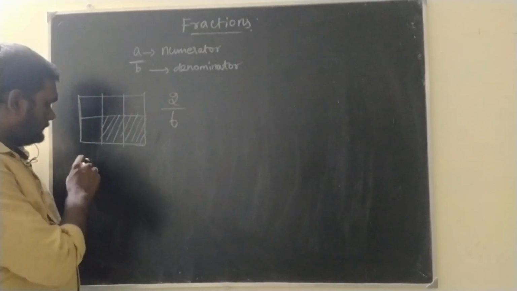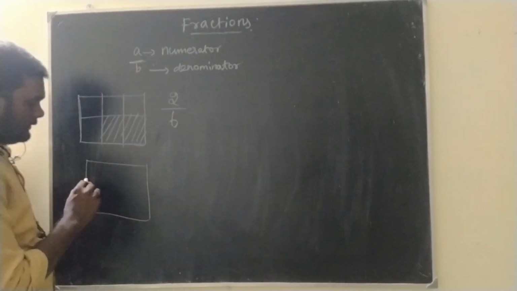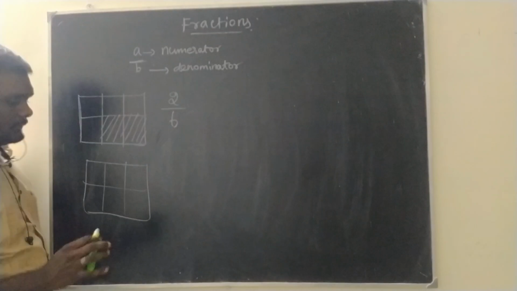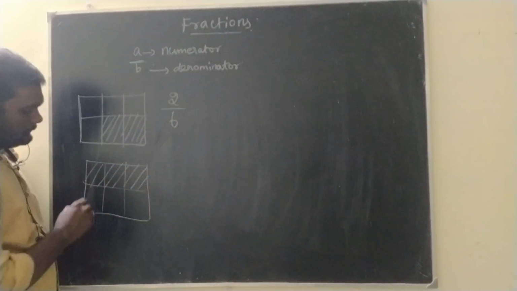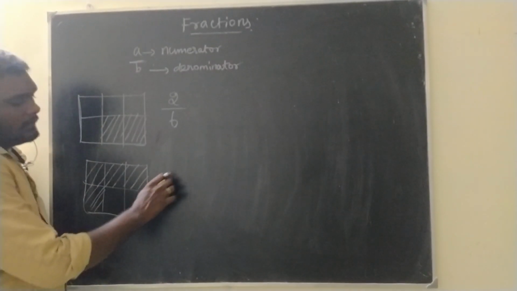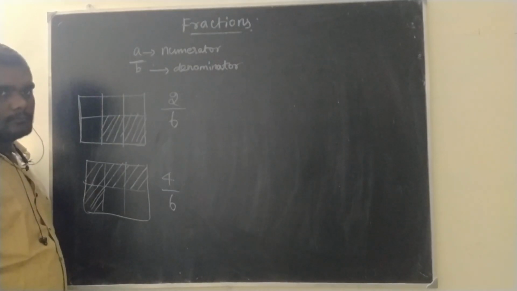The same way, suppose in the same square or rectangle, we are splitting it into 6 equal parts, and I am shading 4 parts. Then our fraction is 4 by 6.